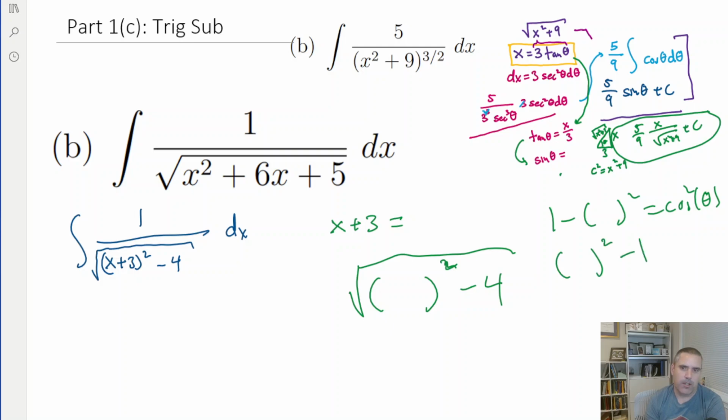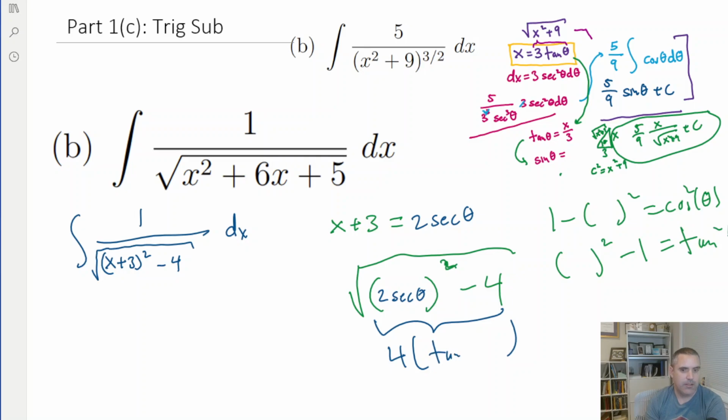Something squared minus 1 is equal to tangent squared. It's secant. I want a secant right there. But I need it to be a 1, so I put a 2 secant here. That's what I'm going to do. So if you understand the method, you can immediately do that. And this is going to simplify to 4 times secant squared minus 1, which is going to be tangent squared.